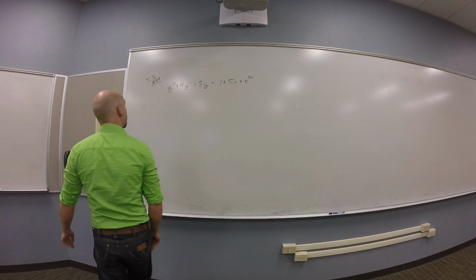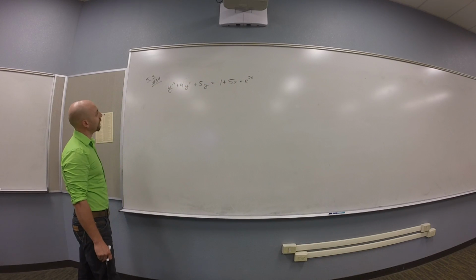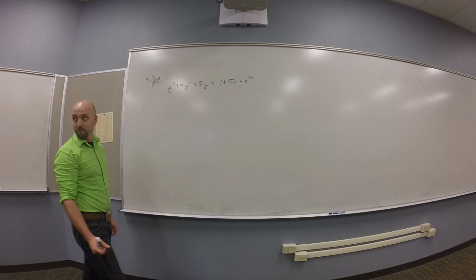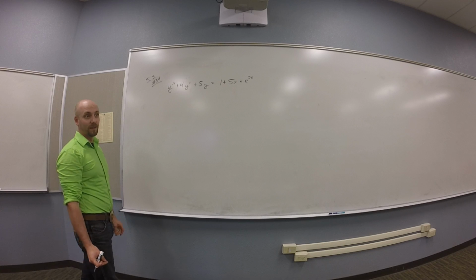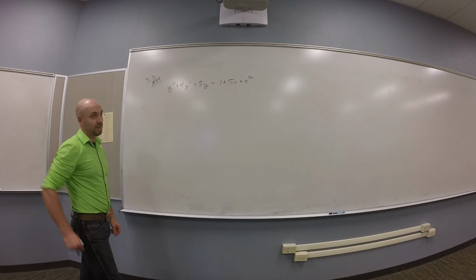Okay, so let's try 5.3 number 34, where we have y double prime plus 4y prime plus 5y equals 1 plus 5x plus e to the 2x? Yep. Okay, first things first.